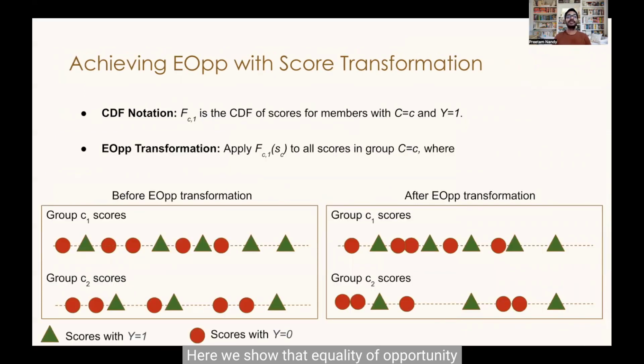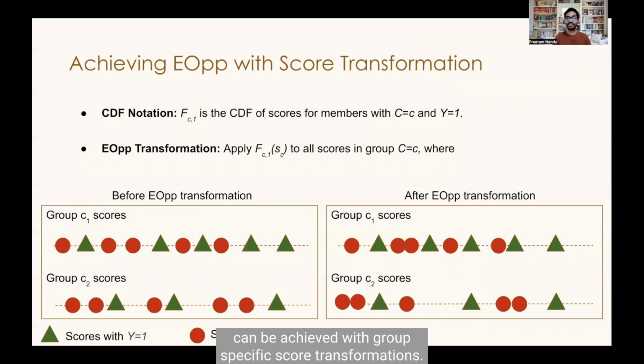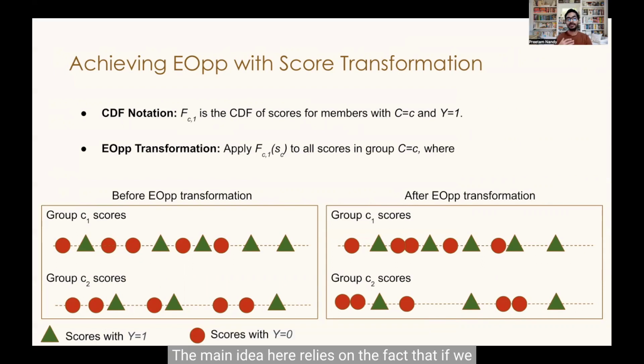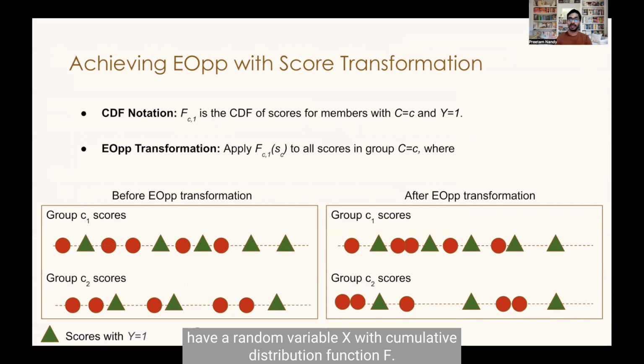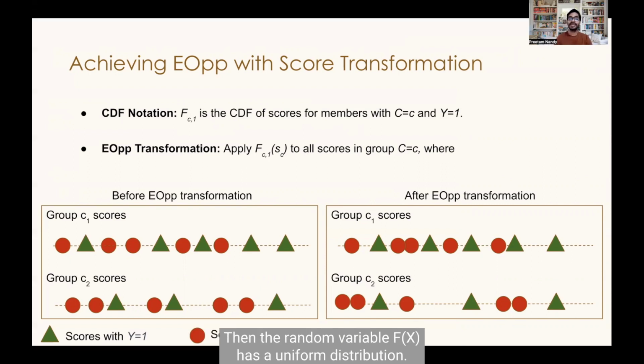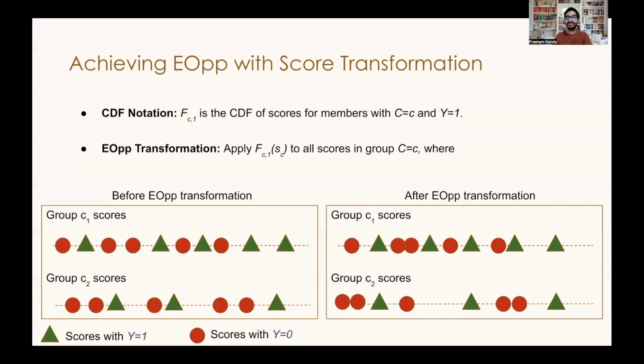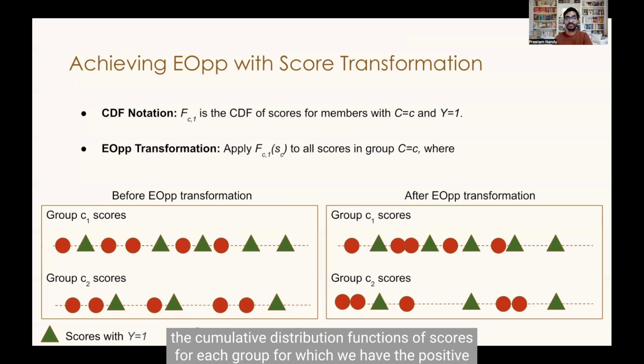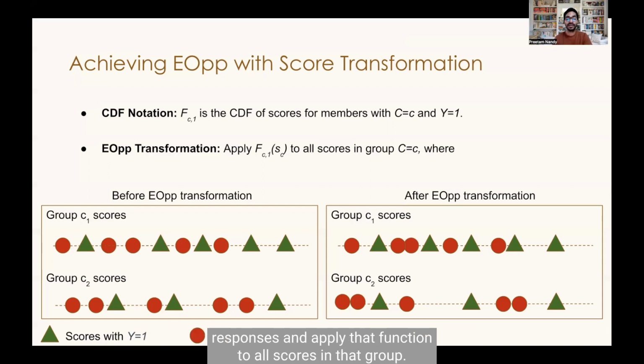Here we show that equality of opportunity can be achieved with group-specific score transformations. The main idea relies on the fact that if we have a random variable X with a cumulative distribution function F, then the random variable F(X) has a uniform distribution. So what we do here is compute the cumulative distribution functions of scores for each group for which we have the positive responses, and apply that function to all scores in that group.